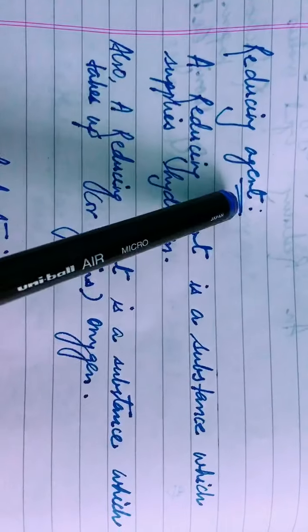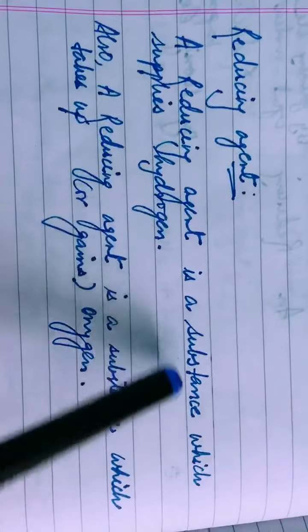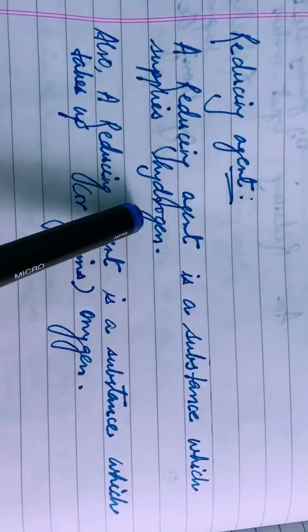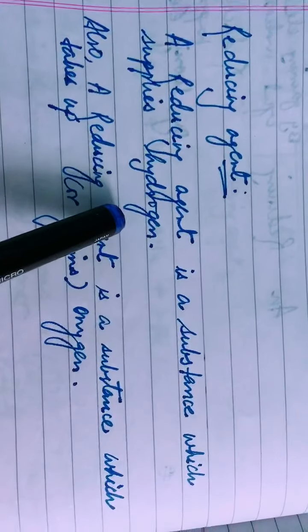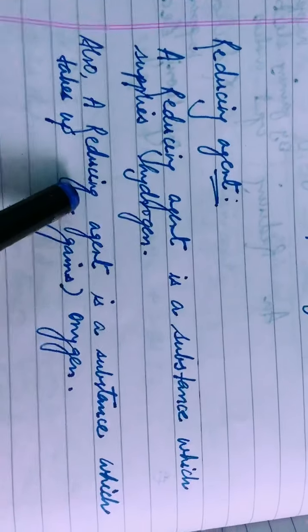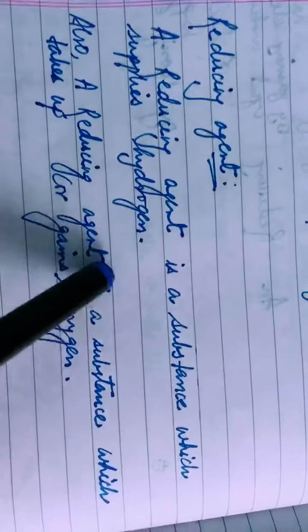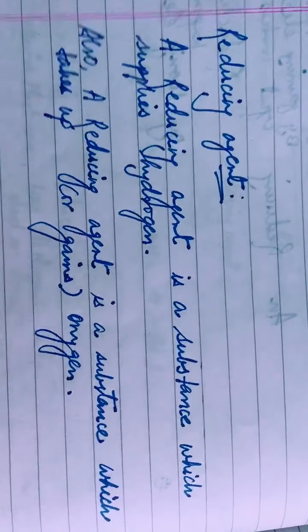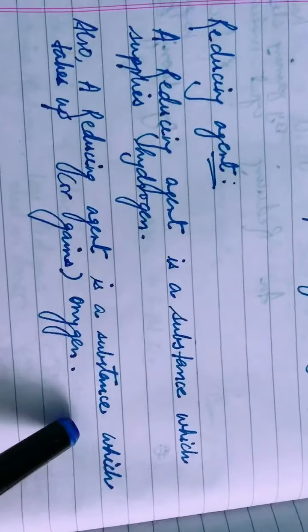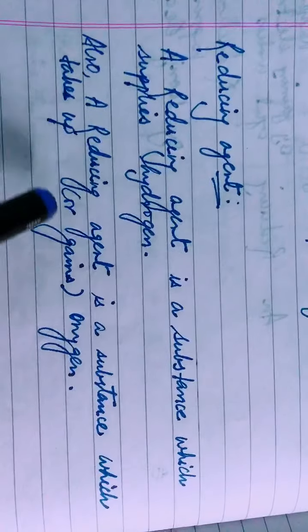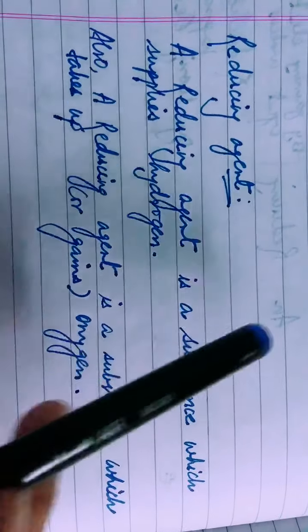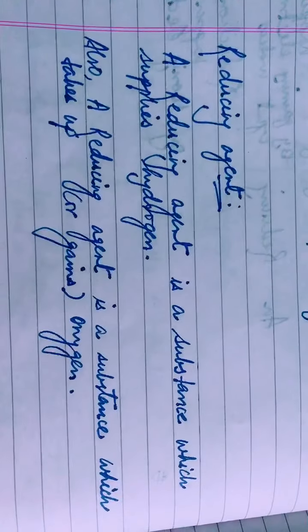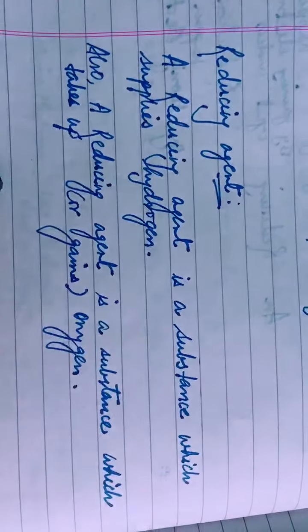Next one is, students, reducing agent. What is the definition of reducing agent? A reducing agent is a substance which supplies hydrogen. See, again it is opposite to the reduction reaction which you have studied, which gains hydrogen and loses oxygen. You can also define it in this way: a reducing agent is a substance which takes up or gains oxygen. So from these two definitions you must have gone across that it is opposite to oxidation and reduction reaction.